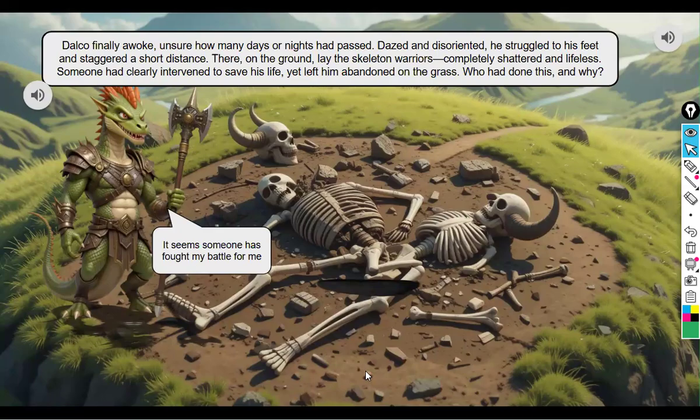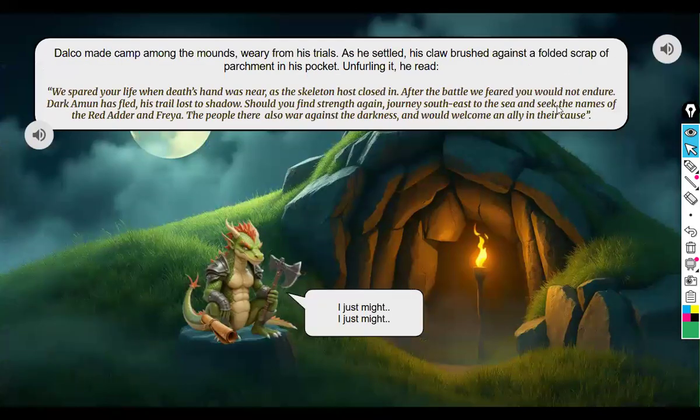It seems that when he was unconscious or whatever, somebody jumped in and fought the battle for him and saved him, but they left him there to die. Still, well, hoping that he would recover, I guess.